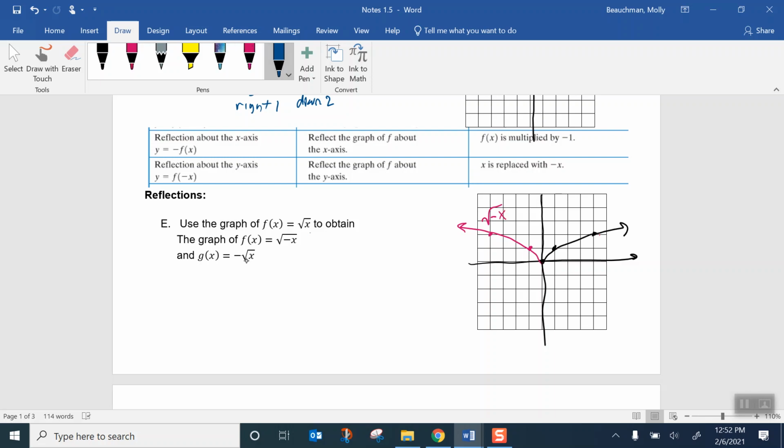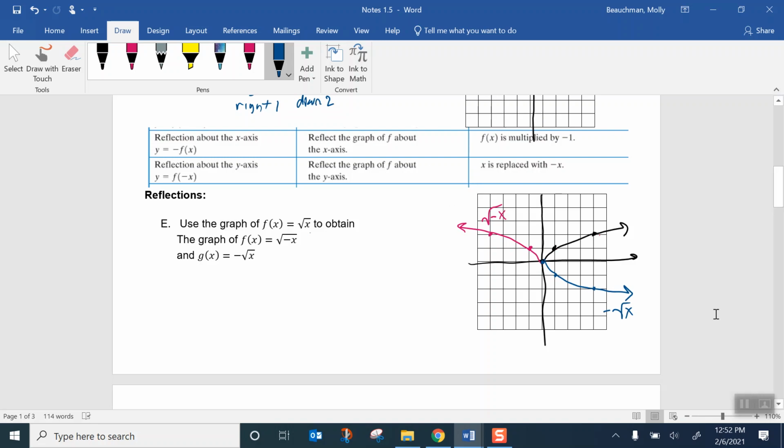If we have the negative on the outside of the function, it reflects around the x-axis. So the second function is going to reflect over x. This point stays where it's at. This reflects, reflects. So it matters where the negative is. This is negative square root of x.